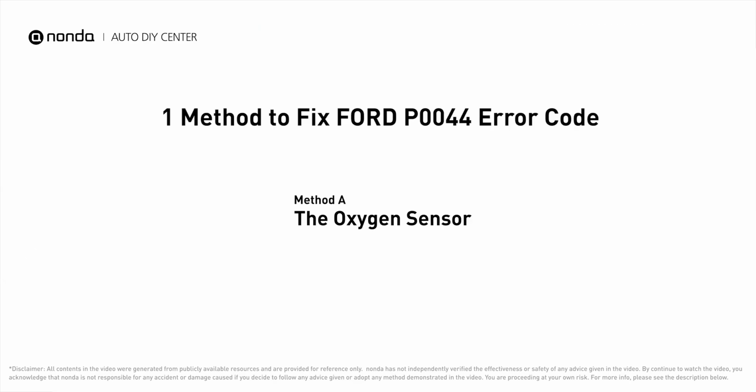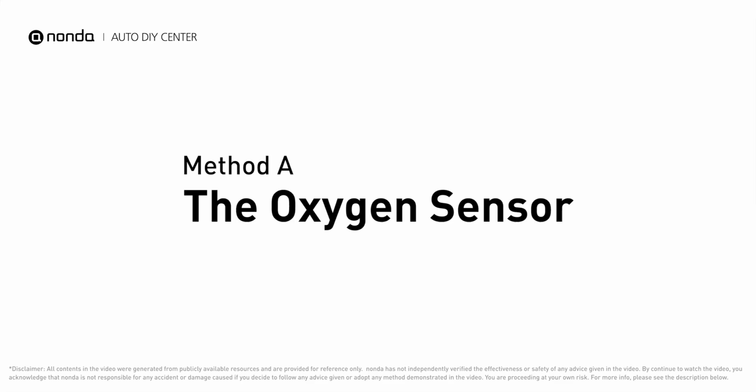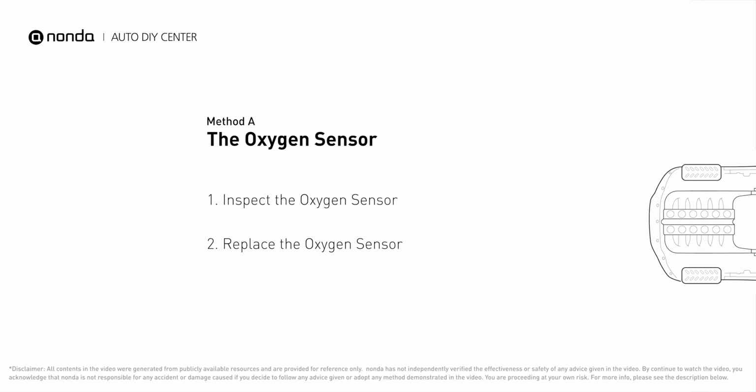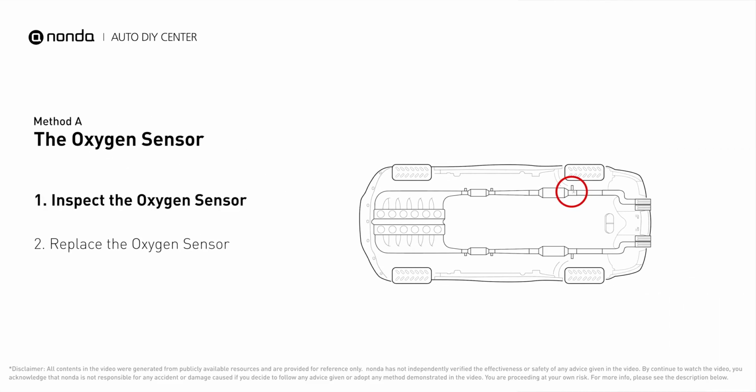Here is one of the most practical solutions to fix Ford's P0044 error code. Method A, the oxygen sensor. This oxygen sensor is located right after the catalytic converter. Bank 1 is on the side with the cylinder number 1. Sensor number 3 is downstream of the last catalyst in the exhaust system.